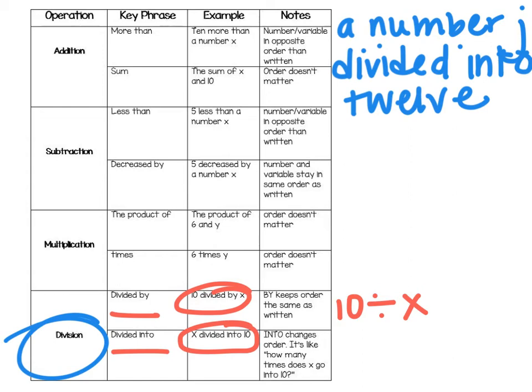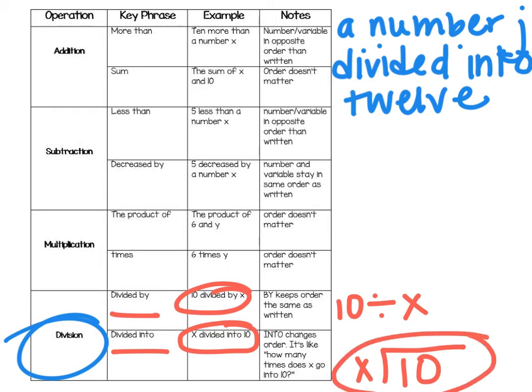But divided into means that the order of that number and variable changes. It's like asking how many times does x go into 10? We're dividing x into 10. So if we think about writing it with our little visor like this, if I had x dividing into 10, I'd have my 10 inside, because it says into 10, and my x on the outside. So whenever I see divided into, I like to write it like this first, and then I think, okay, that means 10 divided by x. So when you see divided into, the order of your variable and your number will switch.